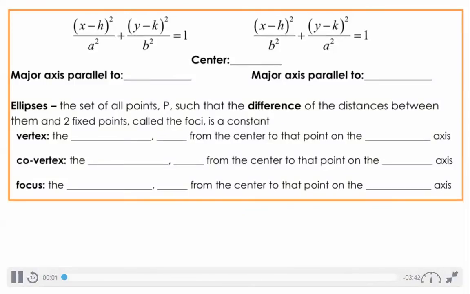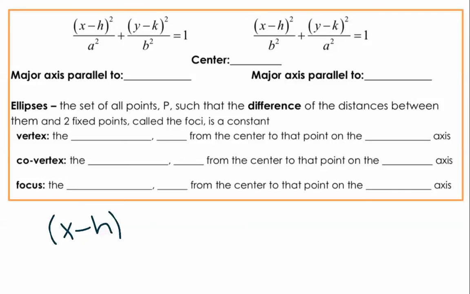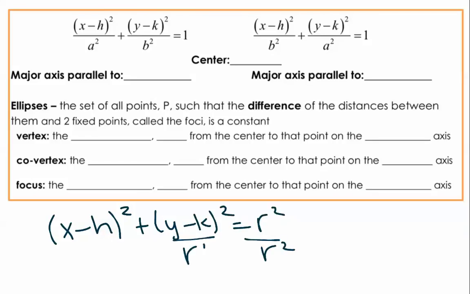Today we're going to talk about ellipses. Now an ellipse and a circle are actually very similar. If you remember the equation of a circle, which was (x minus h) squared plus (y minus k) squared, that was equal to r squared. Now if you divided everything by r squared, over here on the right hand side, instead of having r squared, you'd have r squared divided by r squared, which would be 1.